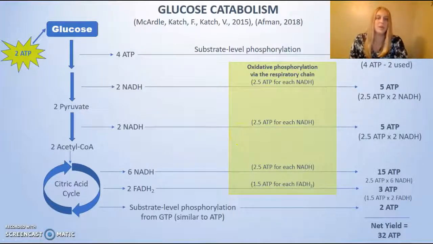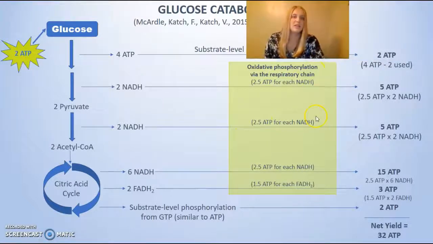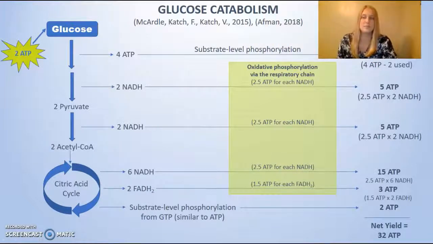Water is a lot better for muscle contraction, obviously, and as we can see here, 2.5 ATP for every NADH and 1.5 ATP for every FADH. The calculations over here give us a grand total of 32 ATP yielded from glucose catabolism.